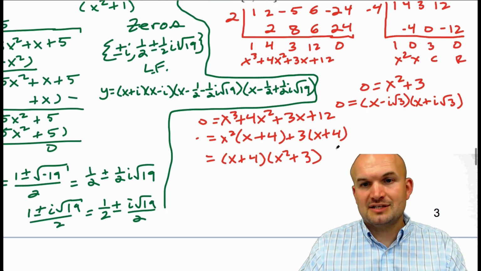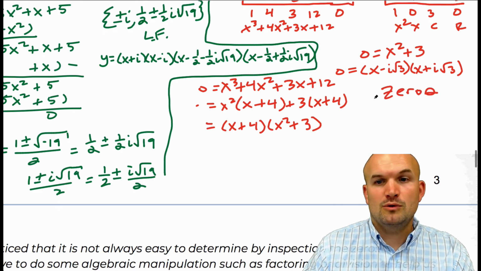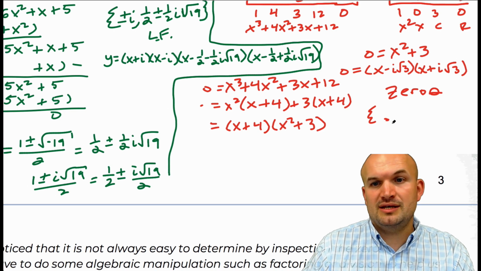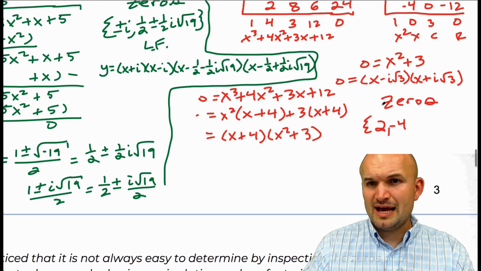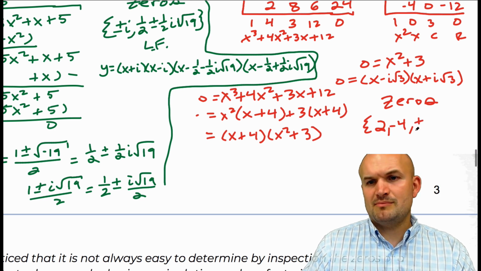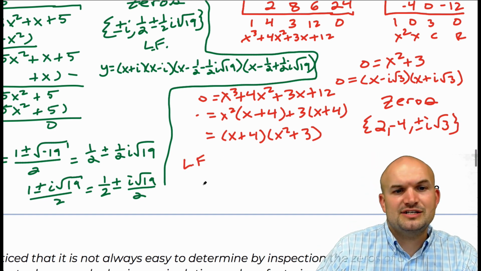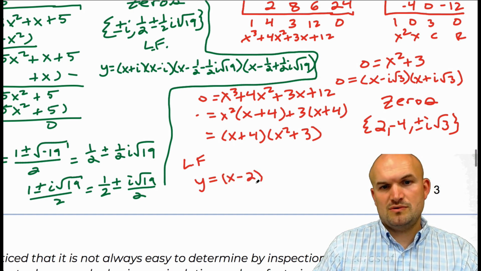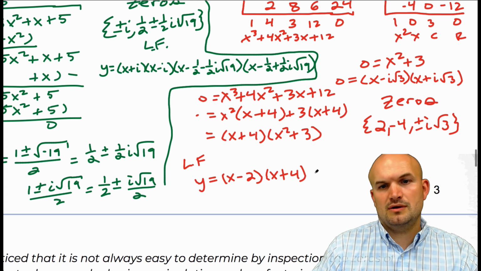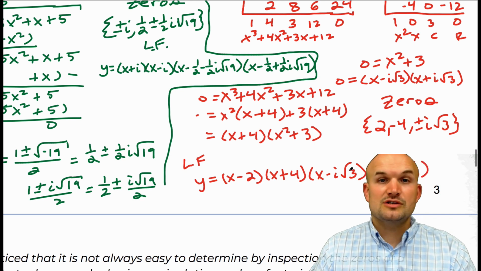So now let's just go ahead and list out the zeros here. So either technique really would work. We're given our 2 zeros, so that's going to be what? 2 and -4. So we can say 2, -4. And then I'll just say plus or minus i square root of 3. Then if I wanted to write the linear factorization, I would say y equals x minus 2, x plus 4, and then x minus i square root of 3, and x plus i square root of 3. So there you go, ladies and gentlemen.